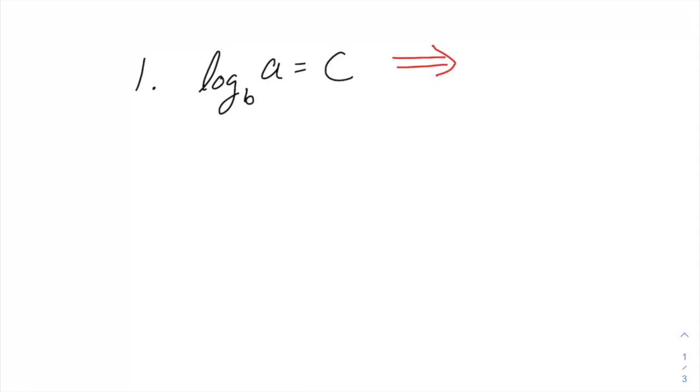To get rid of the log, we rewrite it in exponential form. If I can get it to here, then my next move is to switch it to base b to the c equals a, and then solve from there using whatever algebra. I don't know which part will be the variable, but the log will be gone then.